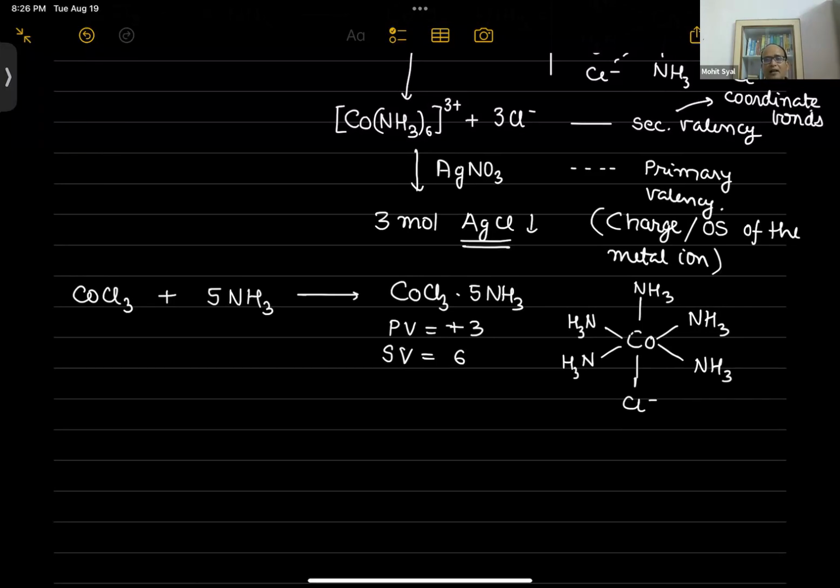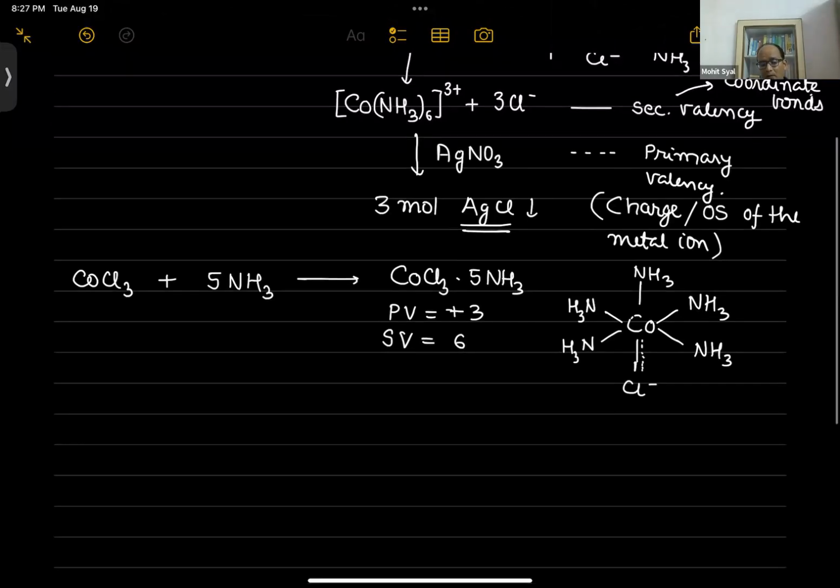Because this is a negatively charged ion, it is going to satisfy the charge also. Cobalt is +3, so chloride is going to satisfy the charge, got it? And it is going to satisfy the sixth bond also. Clear? Could you repeat? Yes, yes.